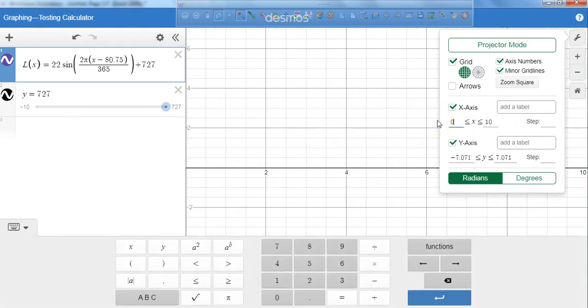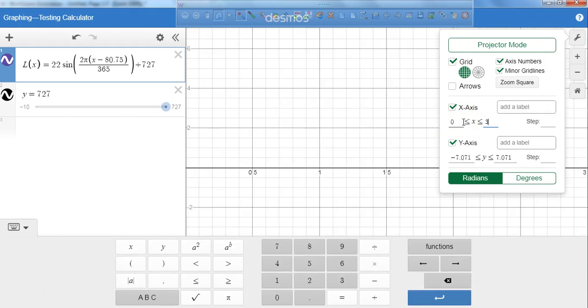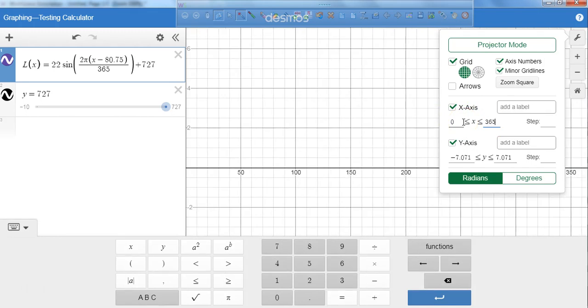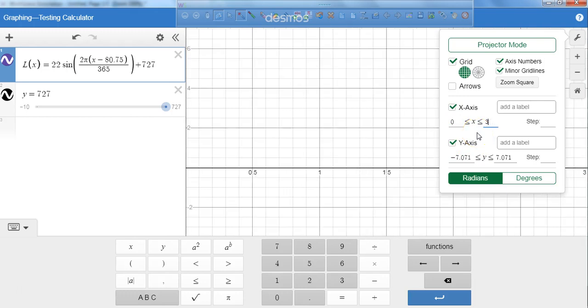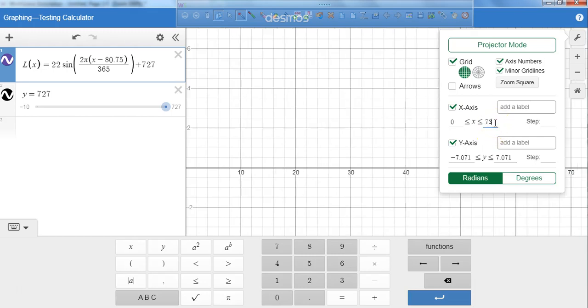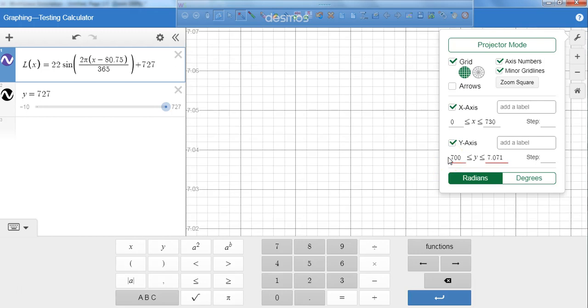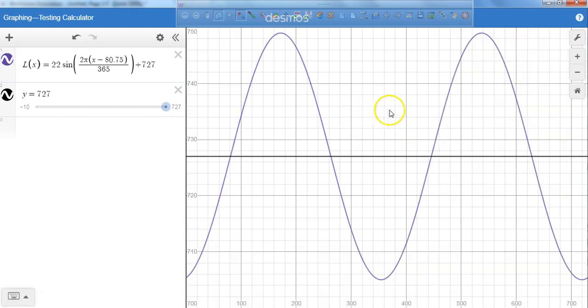So let's start at 0 and go to 365. That's basically the length of the period. But you're going to see how this sine graph doesn't show up fully, because it was shifted over. You're not going to see all of it. So I'm going to go just a little bit further so you can see. Let's go 730. Let's double that. For our y axis, let's go down to, let's say, 700 and go up to 750. And now you'll probably be able to see it a little bit better.